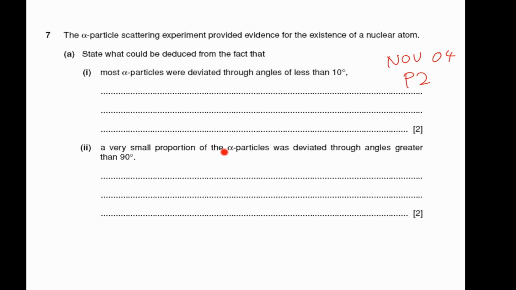Now, a very small proportion of alpha particles were deviated through angles greater than 90 degrees. It means that when the alpha particles came very close to the nucleus, they were repelled. So the conclusion is, you can write down here, the nucleus is positively charged, full stop. Then you can continue: most of the mass of the atom is concentrated in the nucleus. Alright, so that is the conclusion.